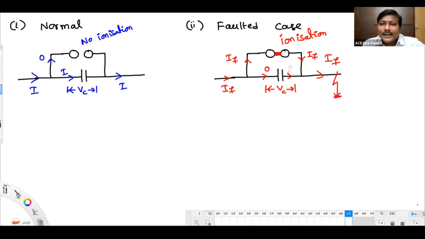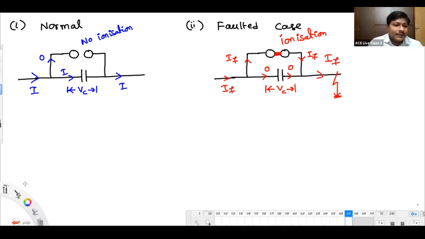Whatever the fault current is, it will be diverted through the spark gap. So this is the second major consequence of series capacitor placement, and we will see the third major consequence. It is one of the major ones compared to all, of course.